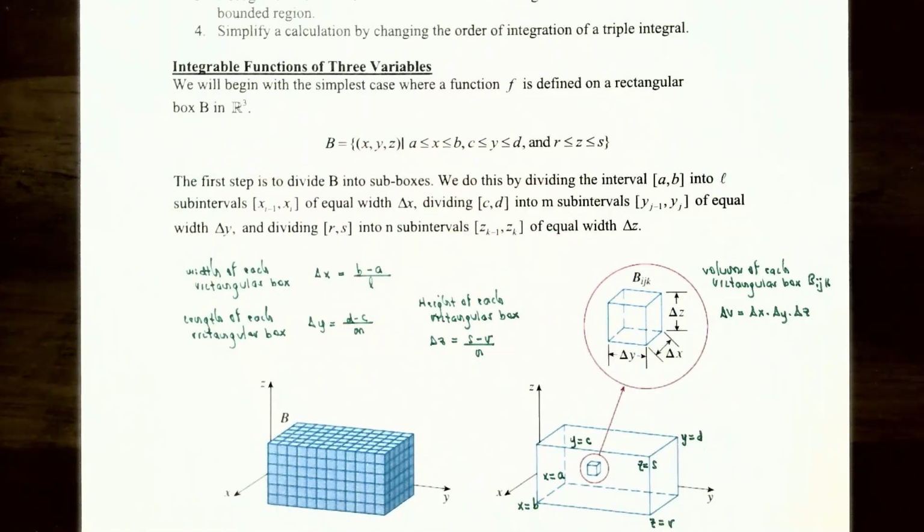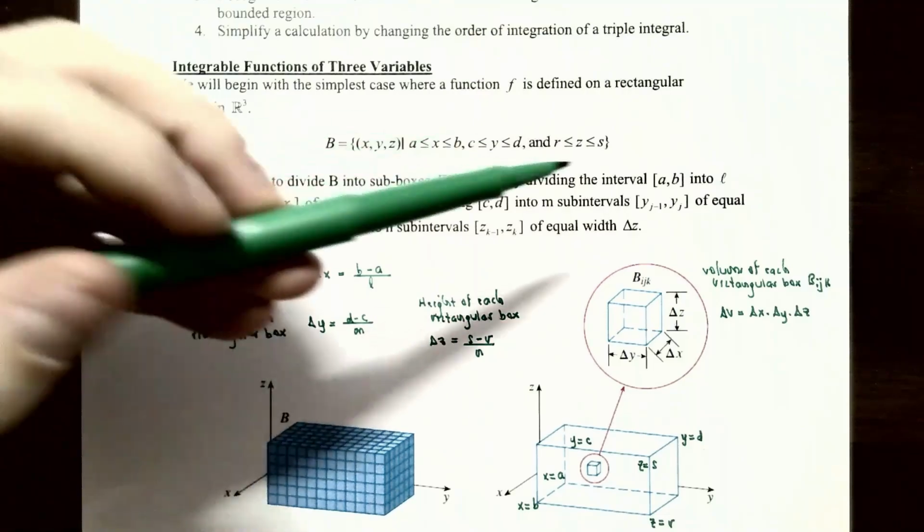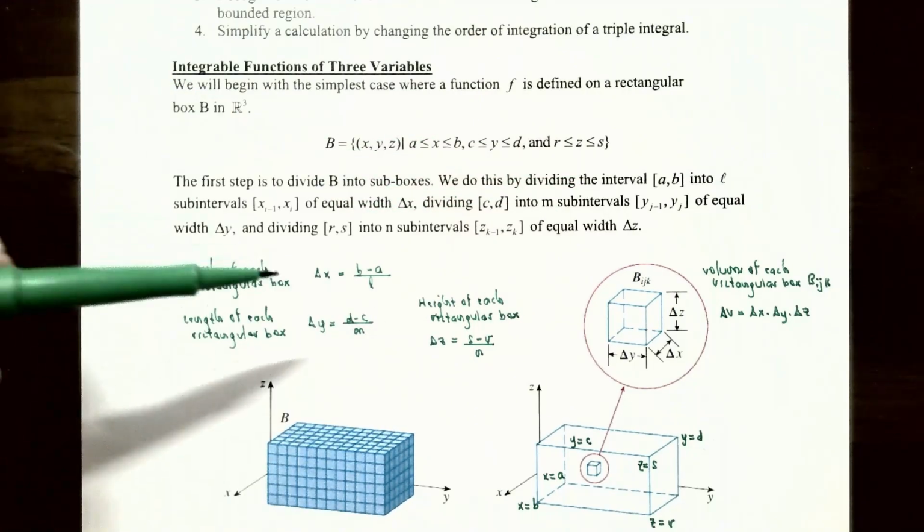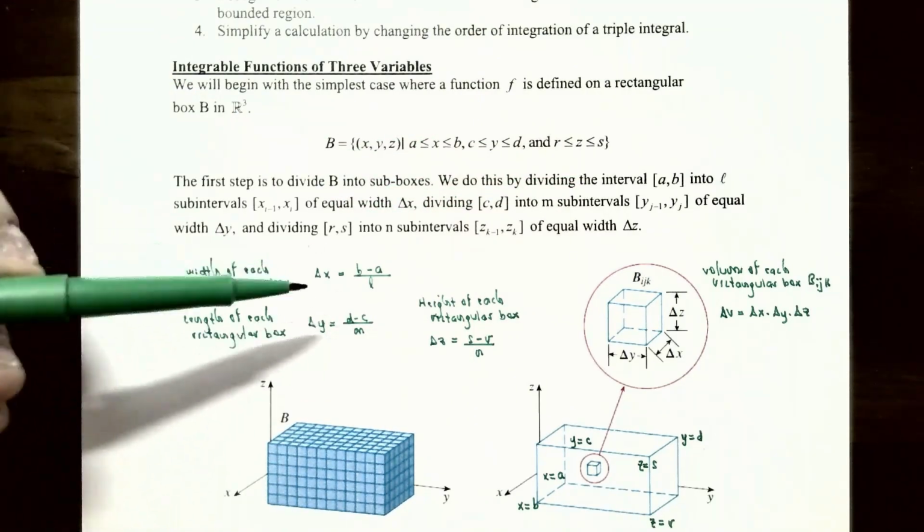So how do you calculate delta x, delta y, and delta z? Well, delta x will represent the width of each rectangular box. Delta x will be the right endpoint, which was b, subtract the left endpoint, which was a, and then we divide into L subintervals for the x values. So delta x will be b minus a in the numerator, divided by L.